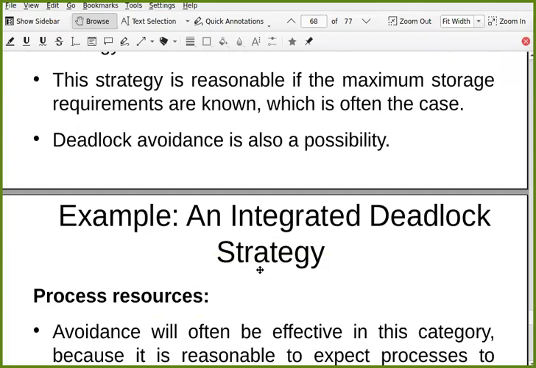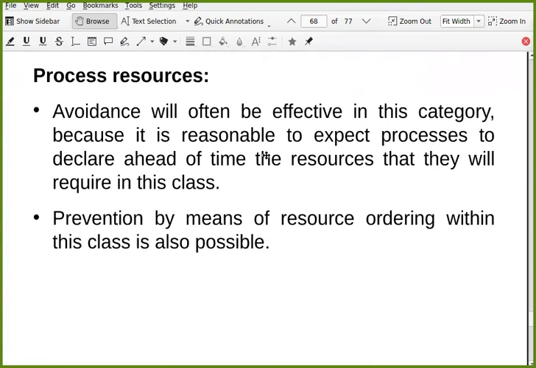Also, deadlock avoidance can be a possible solution. Process resources avoidance will often be effective in this category, because this is related to those resources which are normally assigned to processes, like tape drives, printers, and all other devices. An avoidance strategy can be a good solution to this problem.